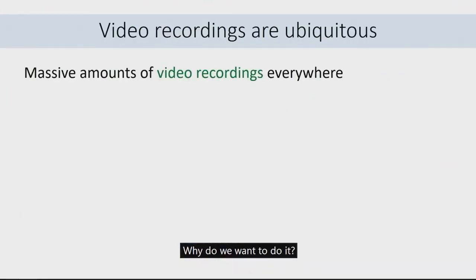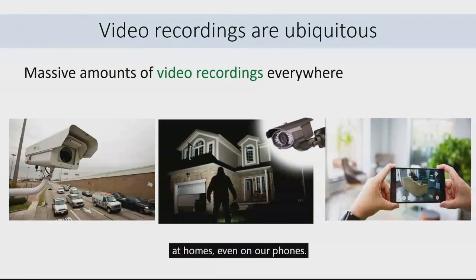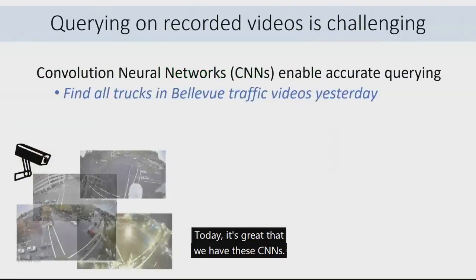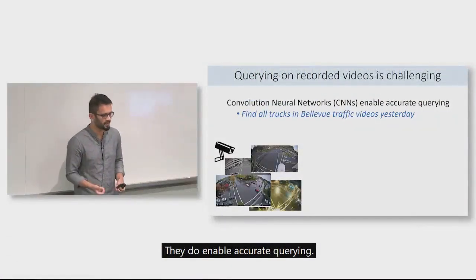And why do we want to do it? Simply because video recordings are ubiquitous. It's done everywhere, in highway systems, at homes, even on our phones. And today, it's great that we have these CNNs, these convolutional neural nets. They do enable accurate querying.